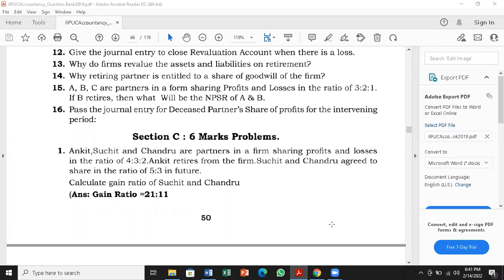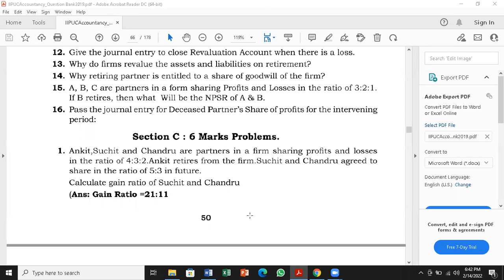Today, I'll start with a few ratios connected to calculation of gain ratio, 6 marks, and calculation of new profit sharing ratio, 6 marks, under retirement of a partner. So, quite easier one. So hope you will be able to understand much easier than ratios under admission of a partner.